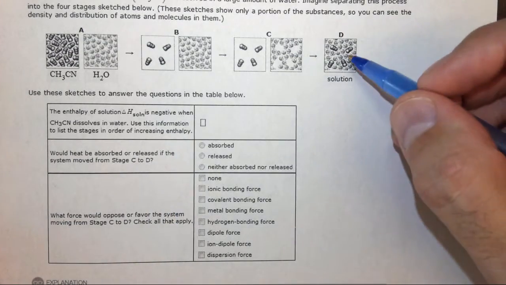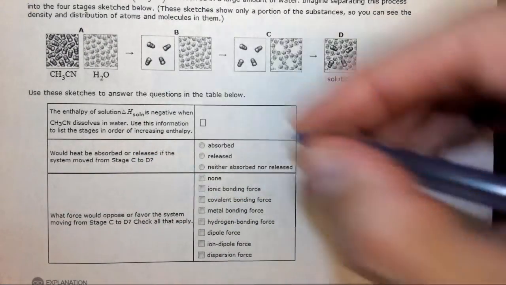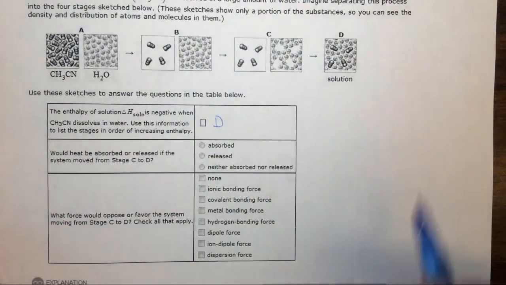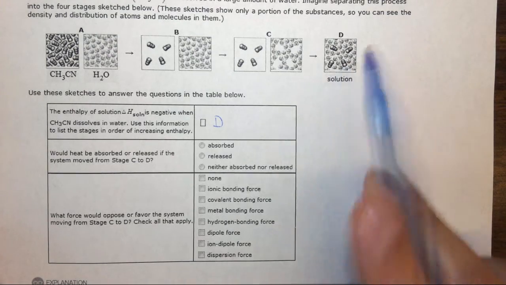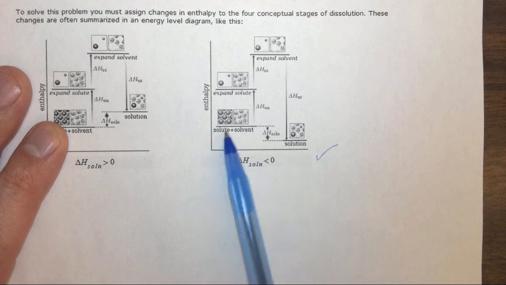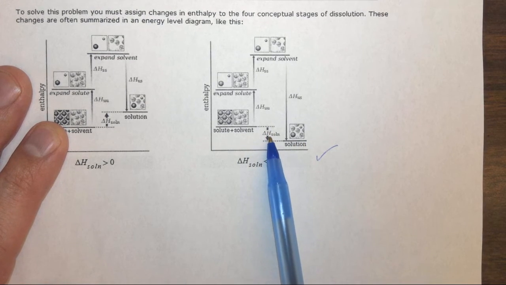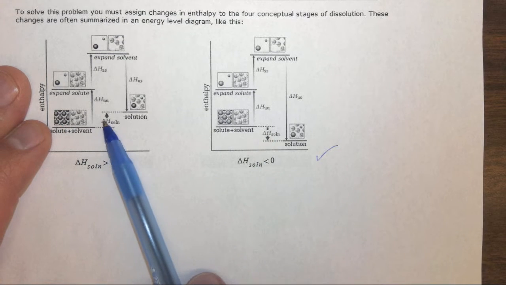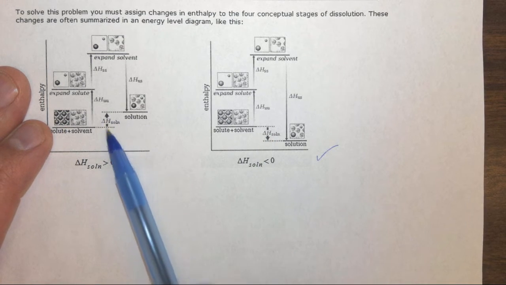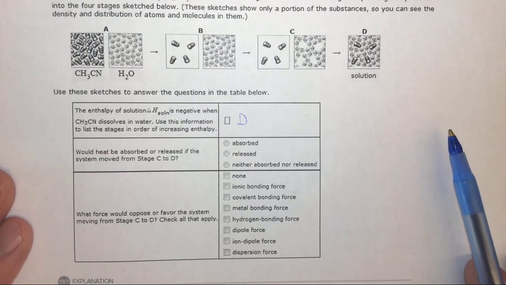So it says, use this information to list the stages in order of increasing enthalpy. Well, because this is exothermic, or delta H is negative, the solution, D, has the lowest enthalpy. Because if we look down here, the solution is actually lower in enthalpy than the solute and the solvent. That's what makes delta H of the solution exothermic. If that's not the case, if the solution is higher in energy, then delta H is positive, or endothermic. So D is the lowest in energy.